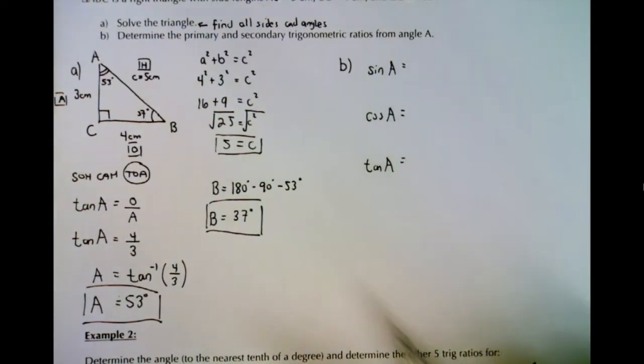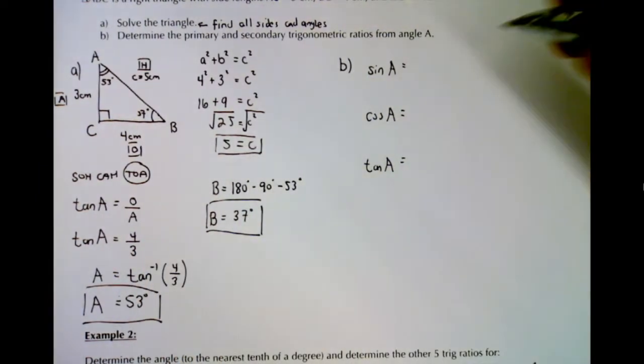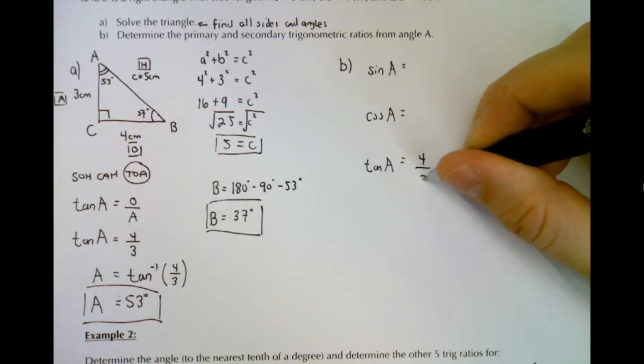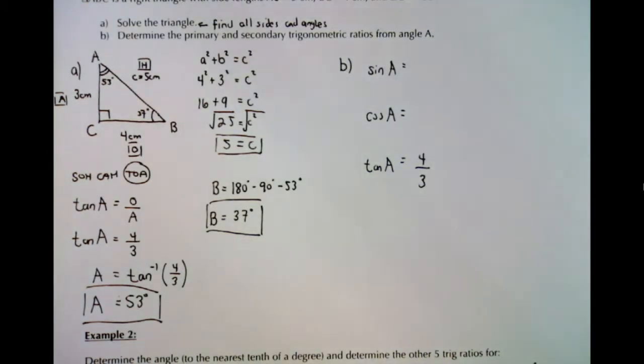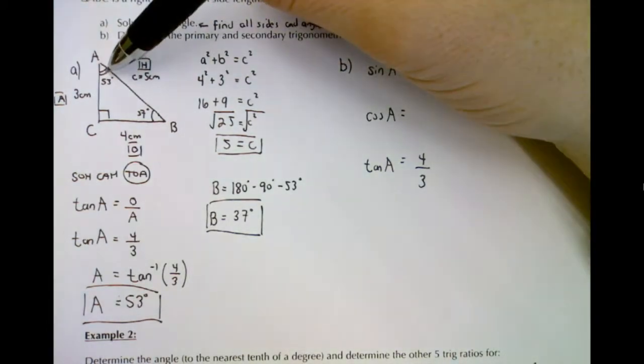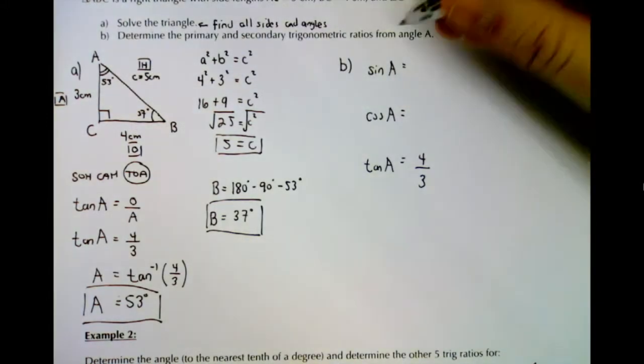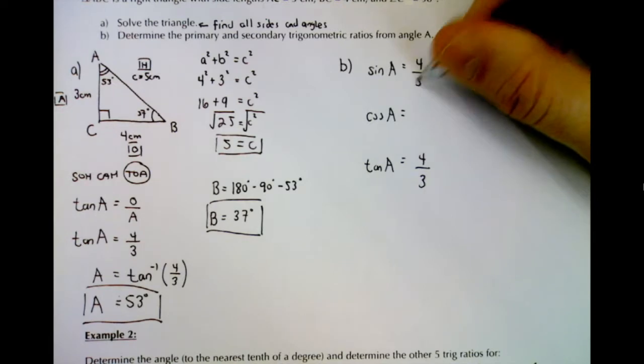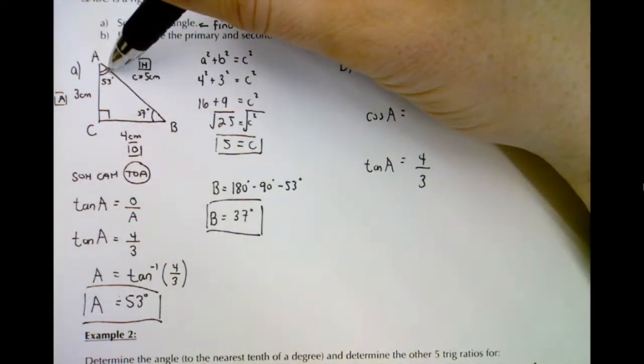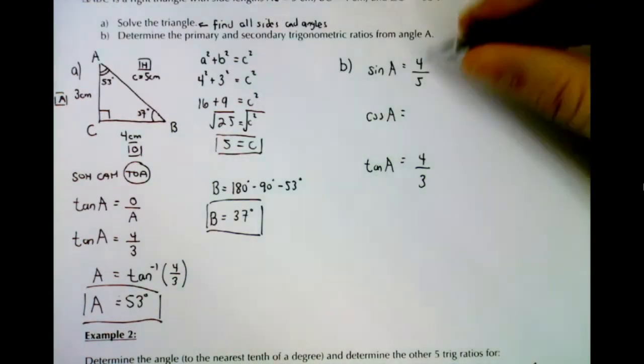Now we already did tan A in the question to solve for angle A. It was 4 over 3. Sine A, so from A, sine is opposite over hypotenuse, so it would be 4 over 5. And cos A would be adjacent over hypotenuse, or 3 over 5.